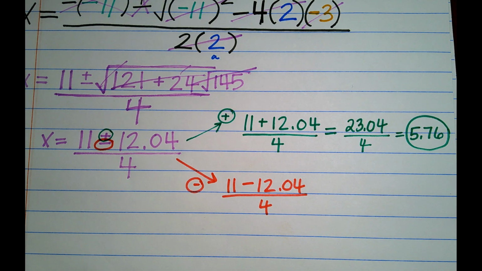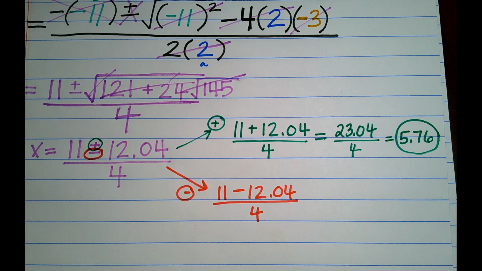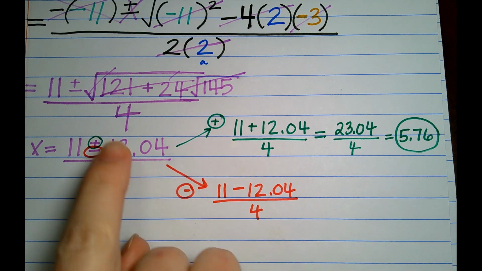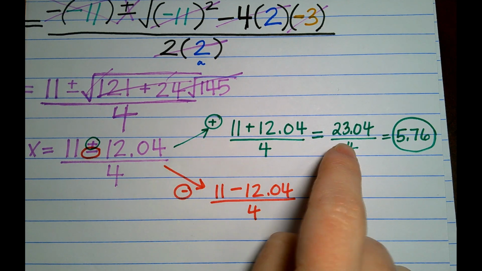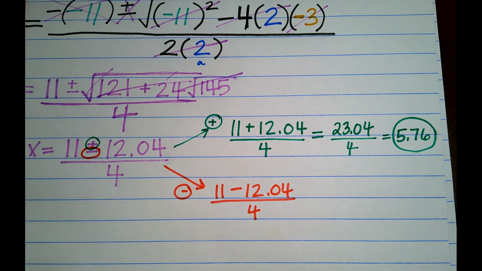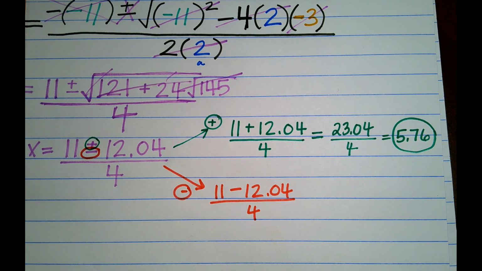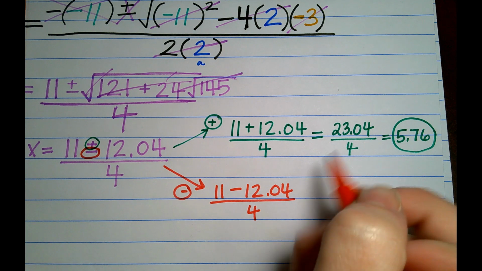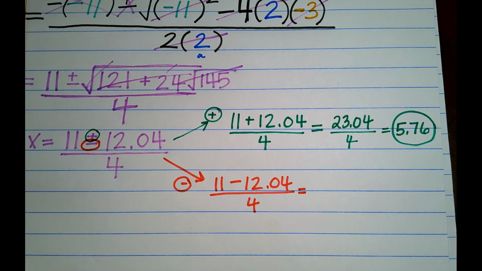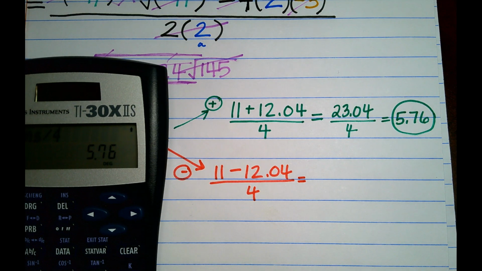Okay. Now I want to make sure that everybody's getting the same thing and we're all typing our answers in the right way. So if you are to this point in your notes, make sure that whenever you type in this final problem, 11 plus 12.04 and then divide by 4, make sure you're getting that 5.76. Everybody check that. I got 5.77. Okay, that's fine. That's close enough. As long as it's in the ballpark, I'll take it.